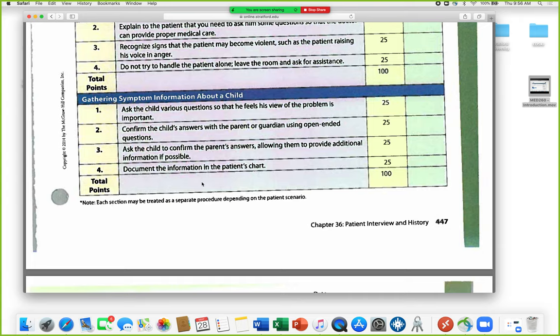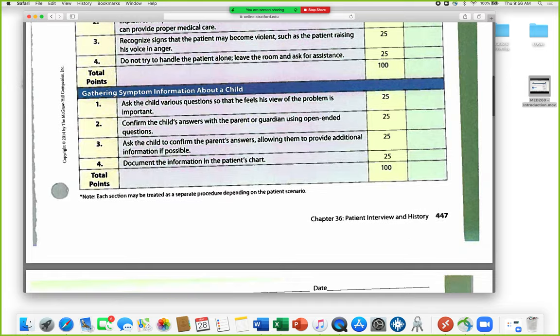Confirm the patient's answers, and then allow translation from the guardian. But again, be careful because the guardian also could be anchoring. Oh, doc, I definitely know it's an infection, when it could be something else. And then, of course, everything is all about documentation. Make sure you document it on the chart.